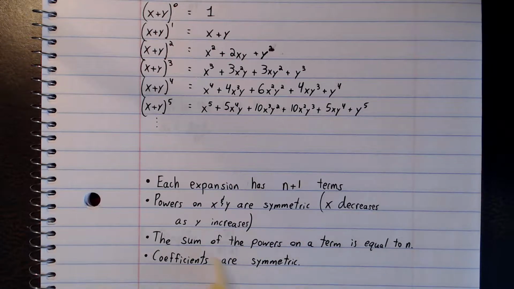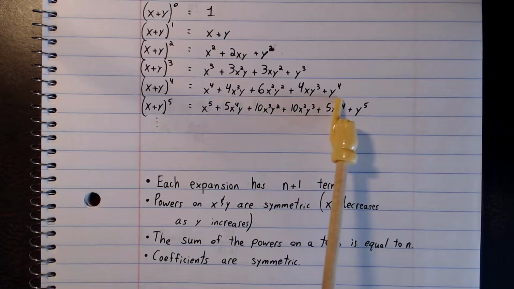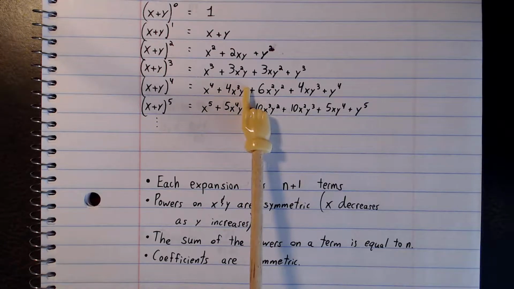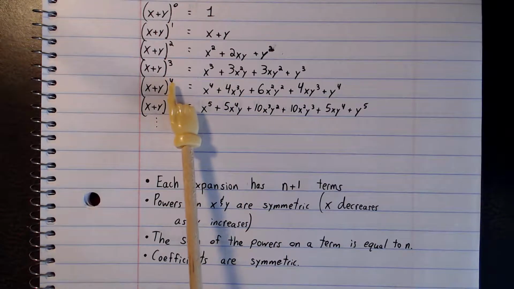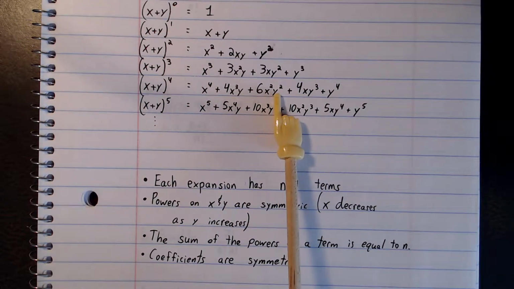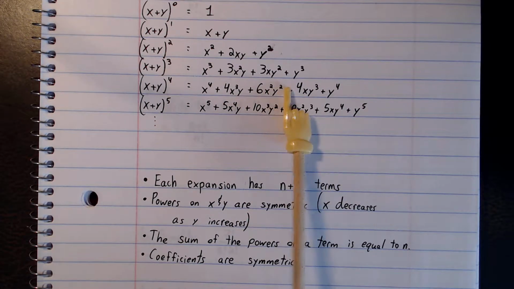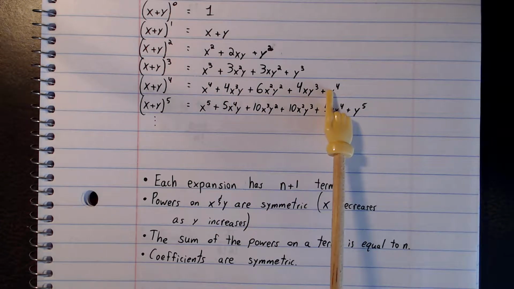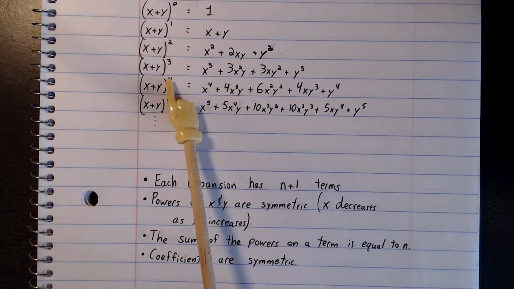Third thing we can notice is that the sum of the powers on a term is equal to n. Let's take a look at this expansion here, the fourth. We have a power of 3 and a power of 1 for x and y. When we add those, that gives us a power of 4. 2 and 2 for x and y. We add those, we get 4. So it doesn't matter where in this expansion, if we add those powers, it's going to give us back our n value.